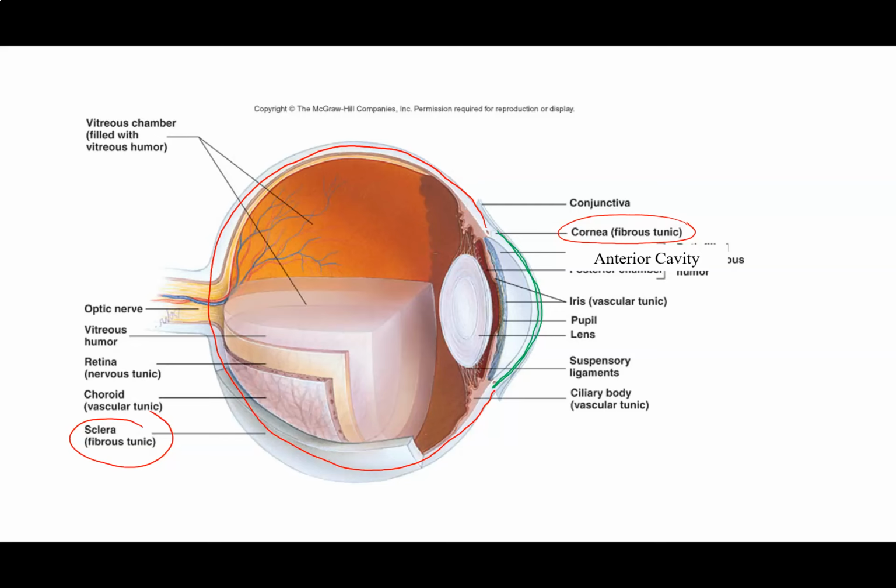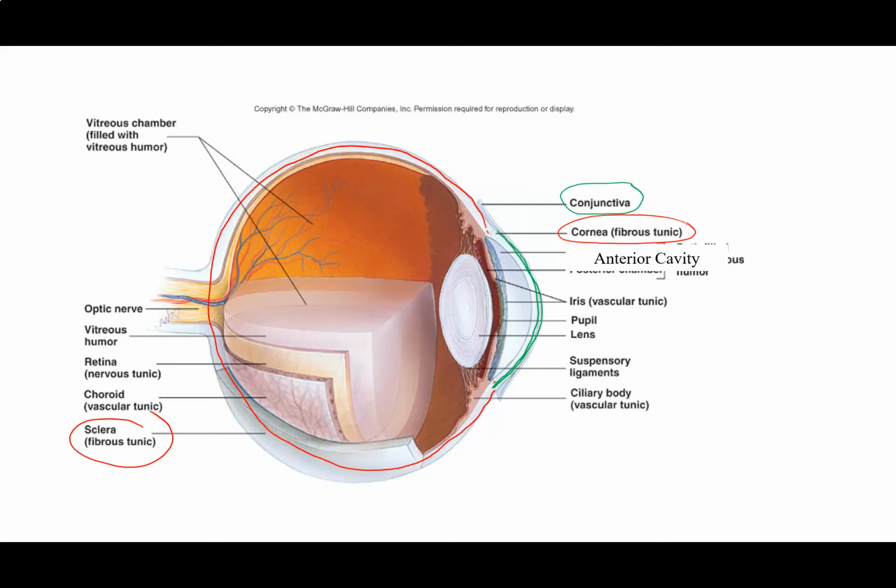The cornea also interacts with the conjunctiva, which we discussed in an earlier video, but the conjunctiva does not cover the cornea.